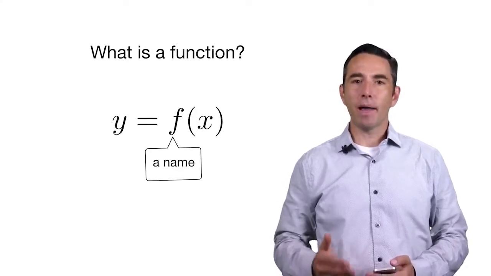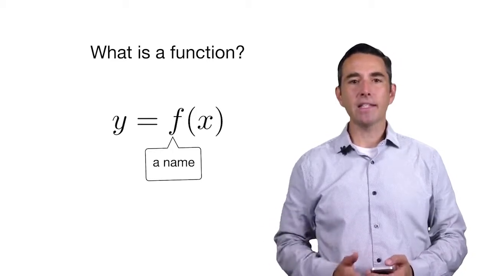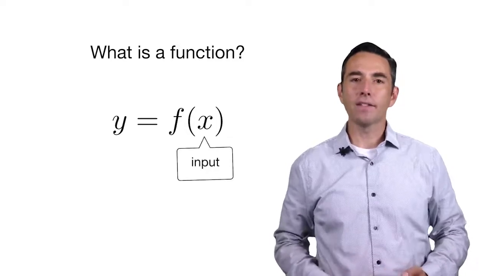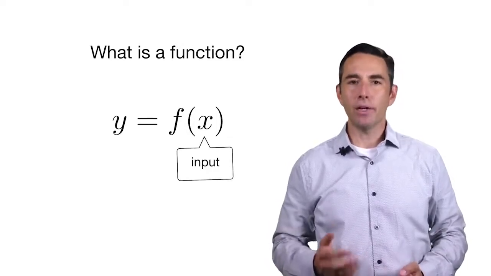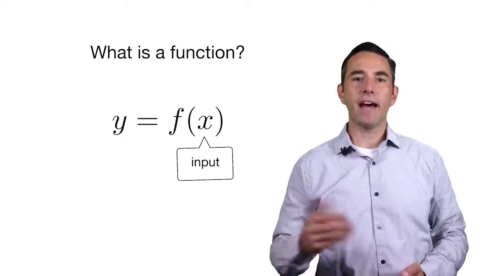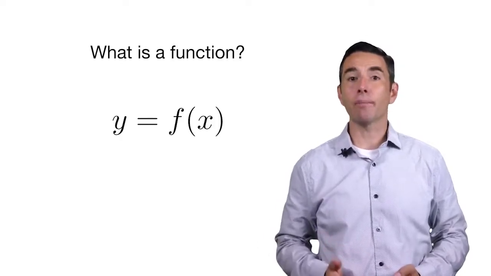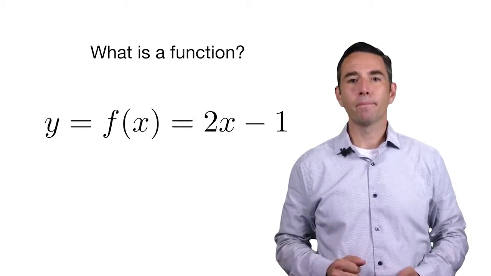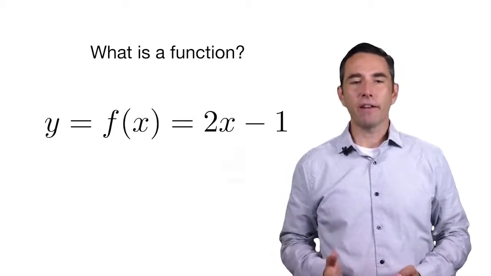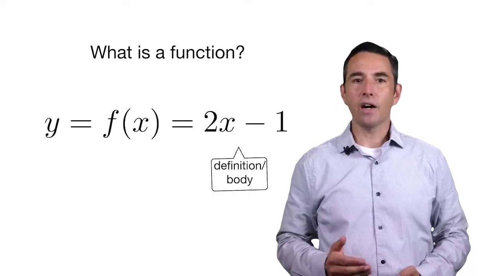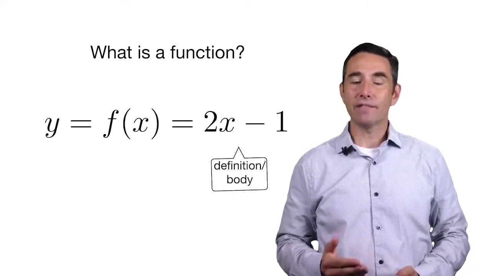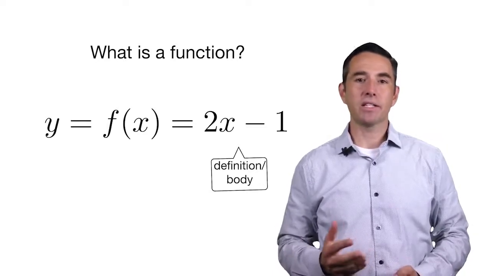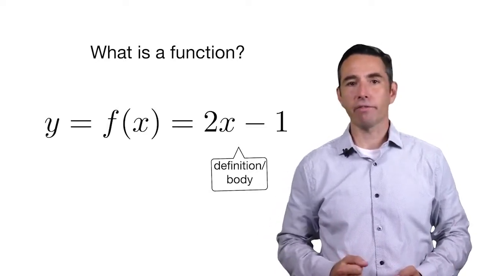Some of the features of a mathematical function are that it has a name. In this case, the name of our function is f. Our code also has some inputs. Input into this function is x. We're going to give x to the function f, and it's going to produce something. And what it's going to produce is going to be the output y. Functions also have a definition. So in this case, the function f of x is defined by a body which says 2 times x minus 1. This is an example of a possible definition of f.